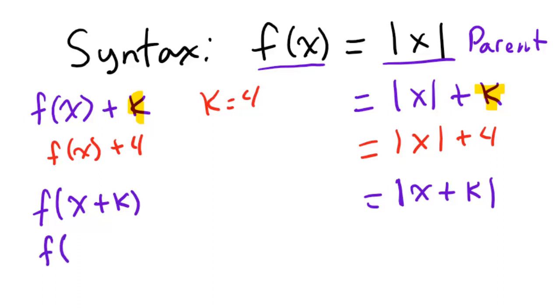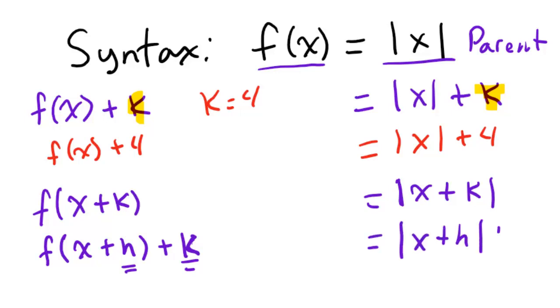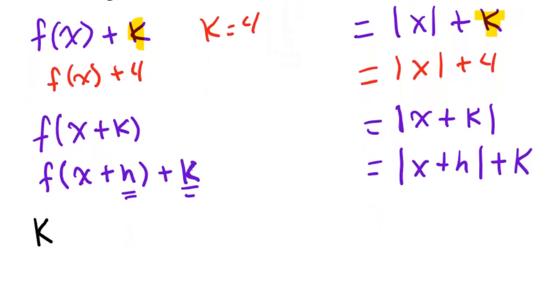So if I had f of x plus h plus k, then I don't want to have the same information in both places, so I can't use the same letters, so I just have to switch up the letters a little bit. So that would be absolute value of x plus h plus k. Now what if I put a k on the outside of my function like this? Then that would be k times whatever is inside the absolute value.